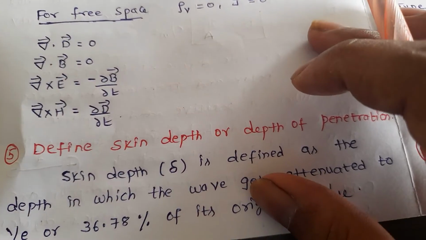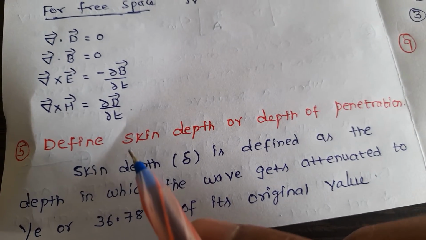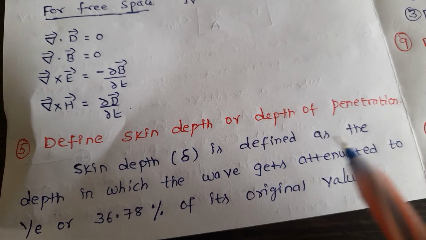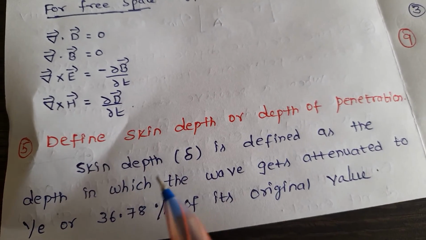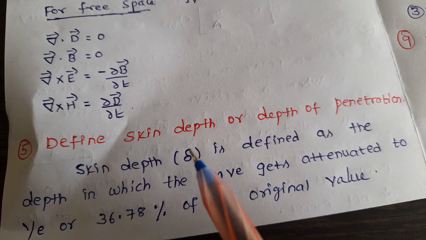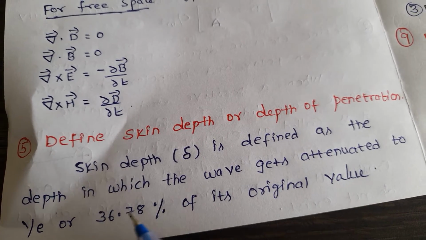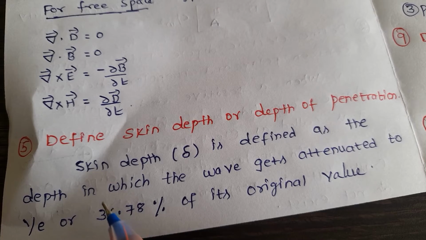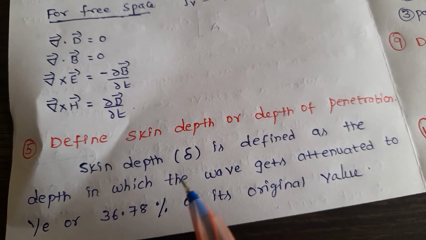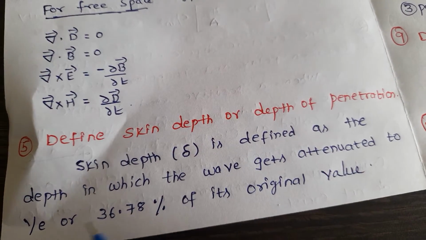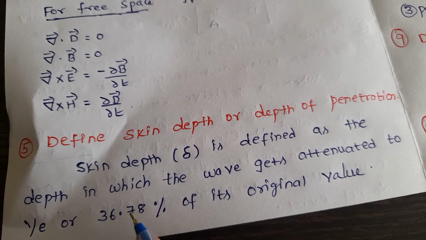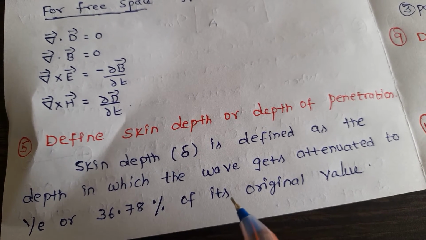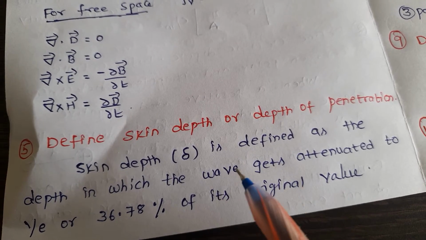Okay, now coming back to the next question, define skin depth or depth of penetration. It can also be called as skin depth or depth of penetration. Skin depth is denoted by this symbol. It is defined as the depth in which the wave gets attenuated to the value of 1 by e, or 36.78% of its original value. This is nothing but skin depth.